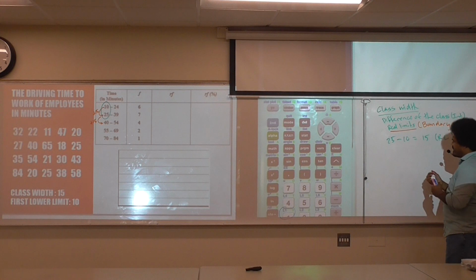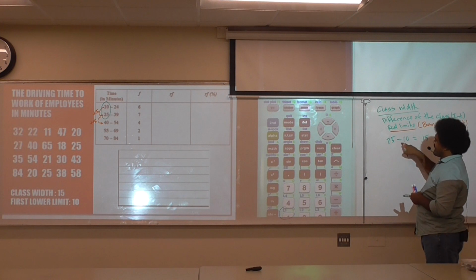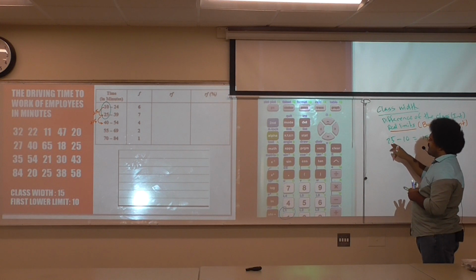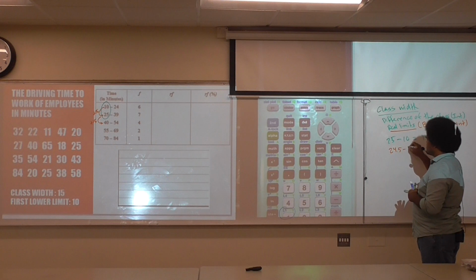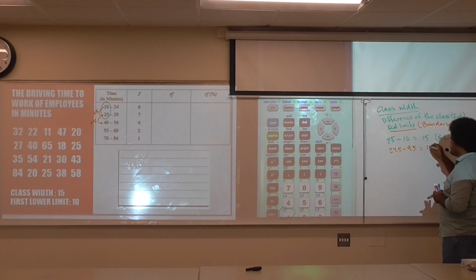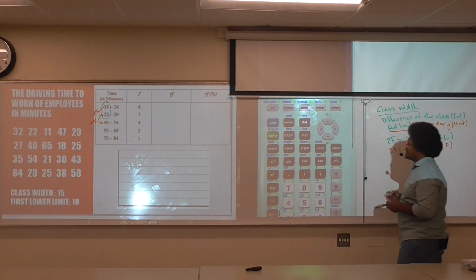What if you want to use boundary points? Understand that the boundary point shifts the lower limits down by a half, and you go halfway above the upper limit. So we are good with that. So 24.5 minus 9.5 is also going to be 15. And that's our boundary point. So we're good with that.